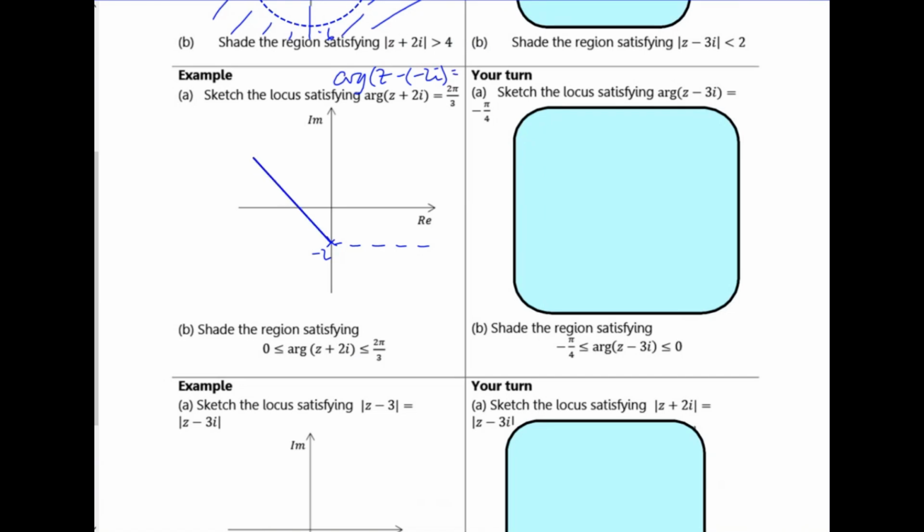And again, looking ahead to what I want, I've got a less than or equal to and greater than or equal to sign. So I'm going to use a solid line this time. This asks me to shade the region satisfying arg z plus 2i is in between 0 and 2 pi over 3. This is asking for all of the complex numbers starting at minus 2i, that have an argument in between 0 and 2 pi over 3. So it's this bit in between these two lines here.